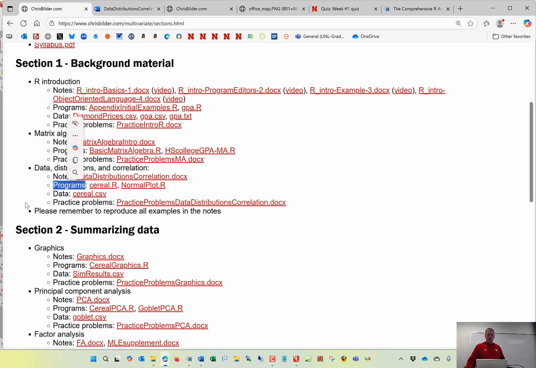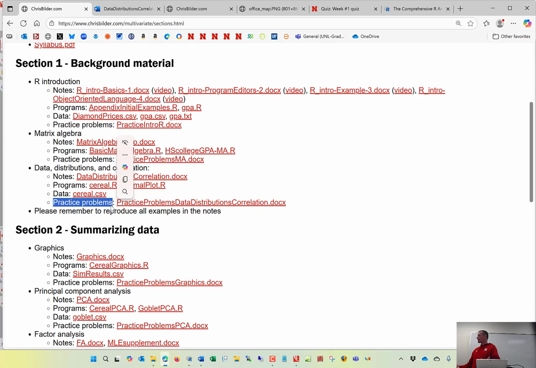I also have corresponding R programs. So cited in these notes will be a program called serial.r, where we're going to be looking at some multivariate data corresponding to nutritional information for cereals that you will get at a grocery store. I also have a corresponding data set that we're going to look at called serial.csv. I primarily just work with comma delimited files, so that's what .csv means, comma separated values. And then I also have a set of practice problems for you to work on as well.